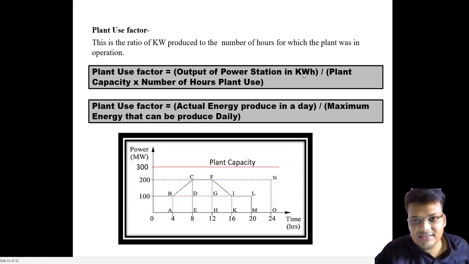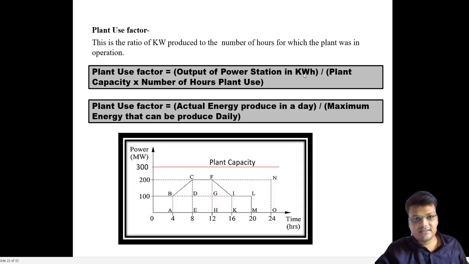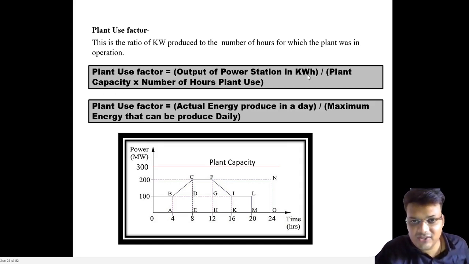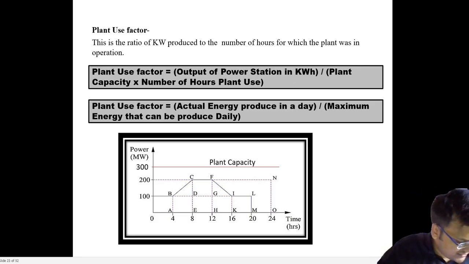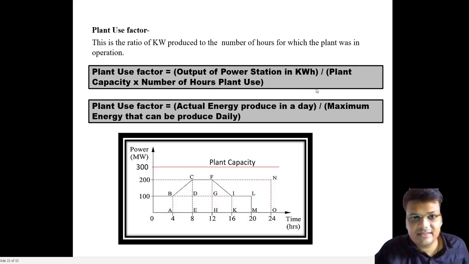Output of power station in kilowatt hour divided by the plant capacity. It can be megawatt hour also. Don't bother about that. This is the correct means. I have just chosen that to show it in kilowatt hour. If you write in kilowatt hour, like someone writes here 460 kilowatt, then you have to write like that. We have used the kilowatt hour value. Otherwise, you can directly put the value in megawatt.